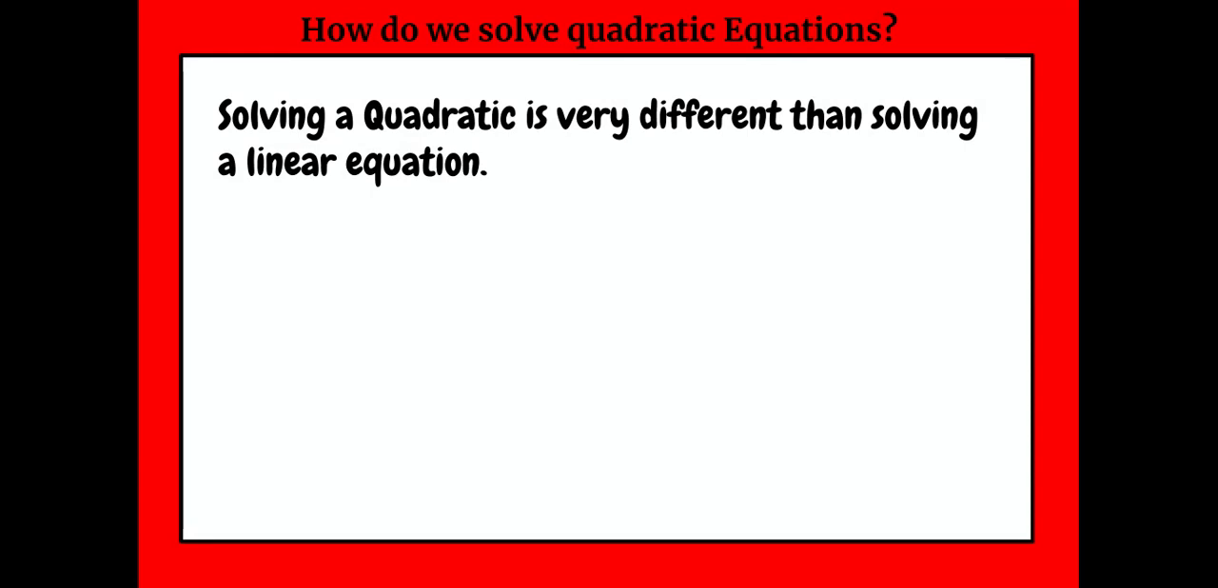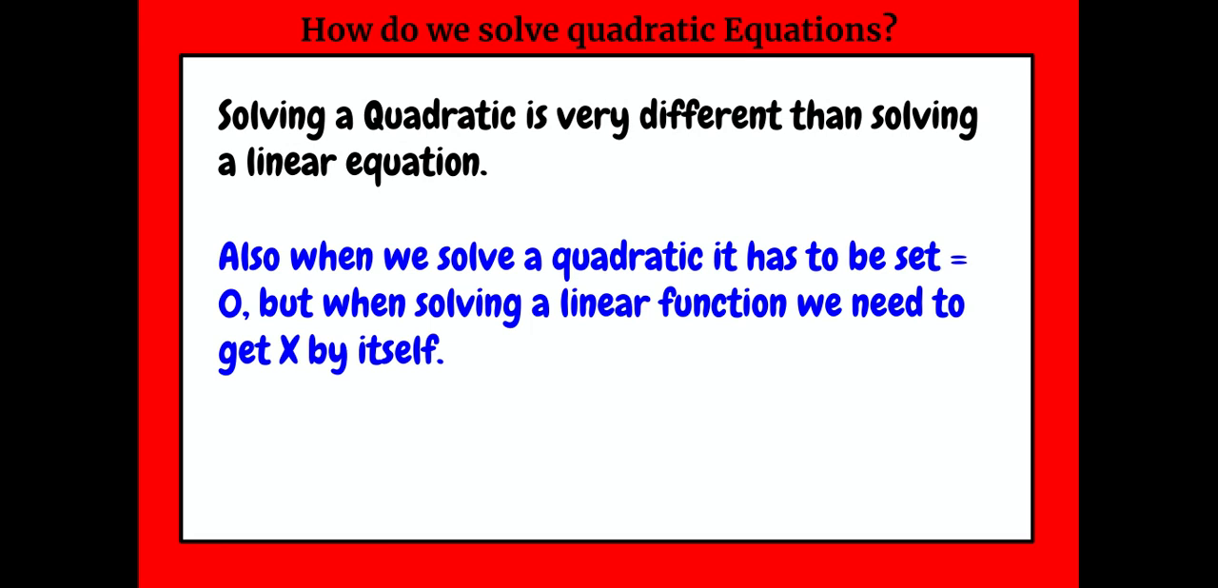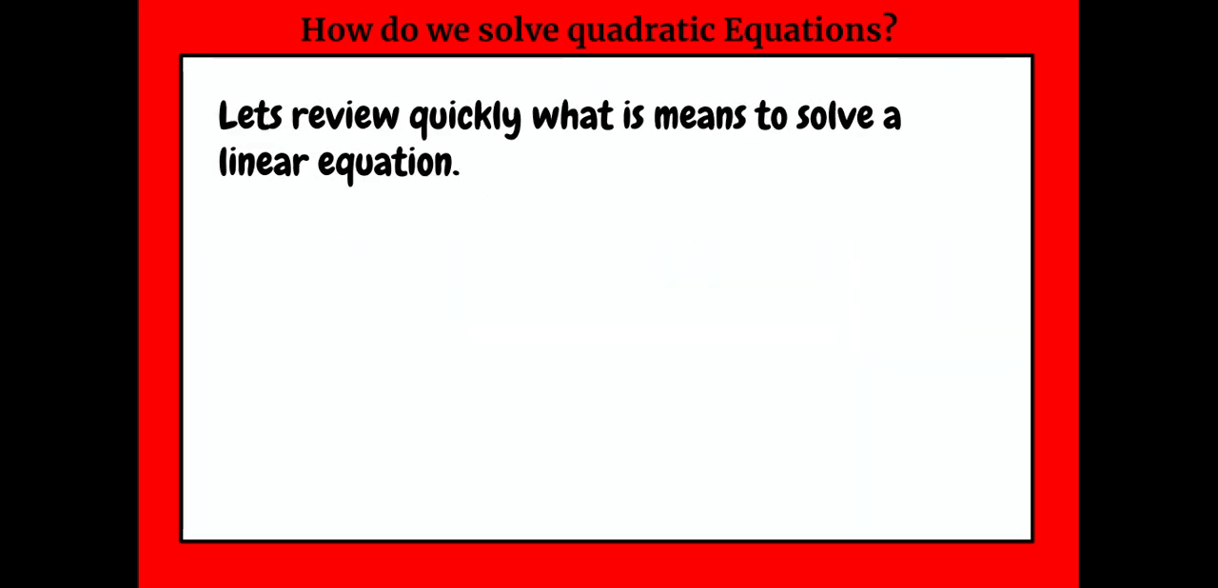Solving a quadratic is very different from solving a linear equation. A linear equation is when we just solved a regular equation. When solving a quadratic, we're actually solving for two values of x, where in a linear equation, we were only solving for one. Also, when we solve a quadratic, it has to be set equal to 0. But when solving a linear function, we had to move everything away from the x to the other side. So I just want to review what it means to solve a linear equation to show you that this is not what we're doing.